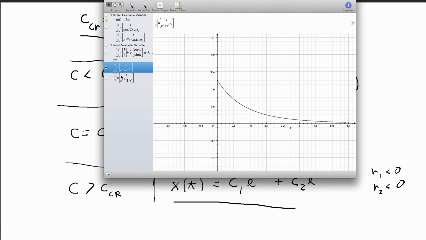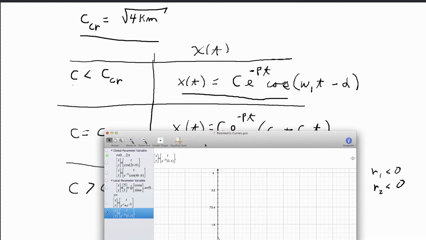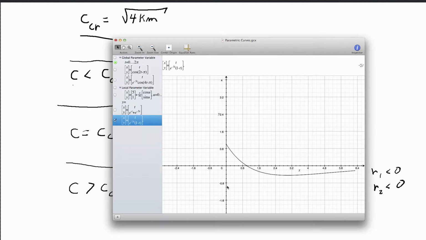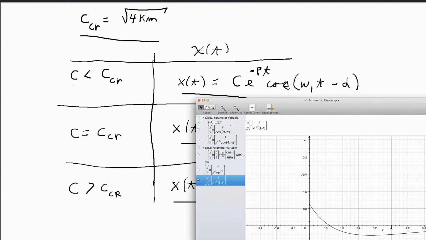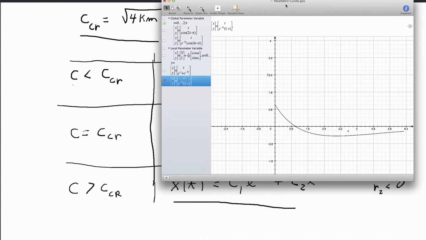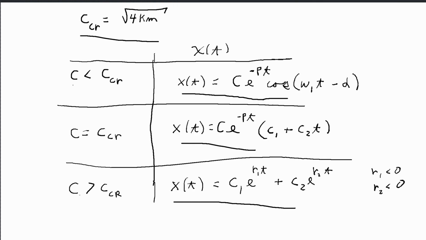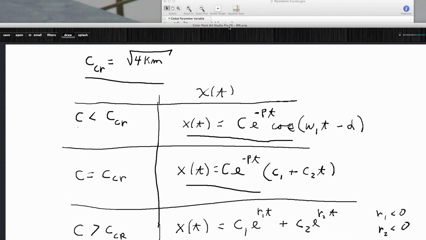And the next case is when we're damped. Notice that we have this linear factor. That's the case when we have exactly C critical. In that case, what happens is that the particle or the object can go past the equilibrium once, and then it approaches the equilibrium value as time goes to infinity. So those are the two cases: when C is greater than C critical, and the case when C is equal to the critical damping.